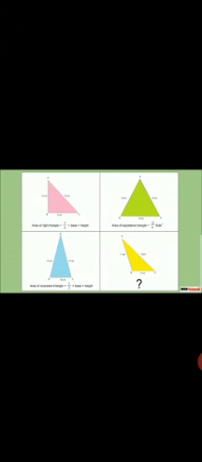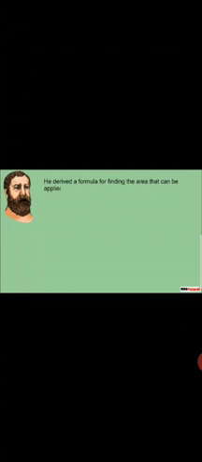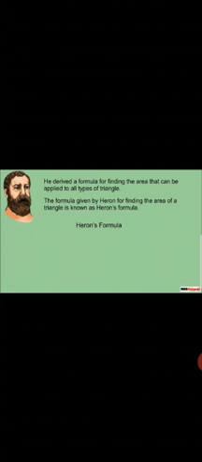"No. Let's go back to history." The great mathematician Heron was also interested to find the area of any triangle. He derived a formula for finding the area that can be applied to all types of triangle. Neil's father explains, "The formula given by Heron for finding the area of a triangle is known as Heron's formula.